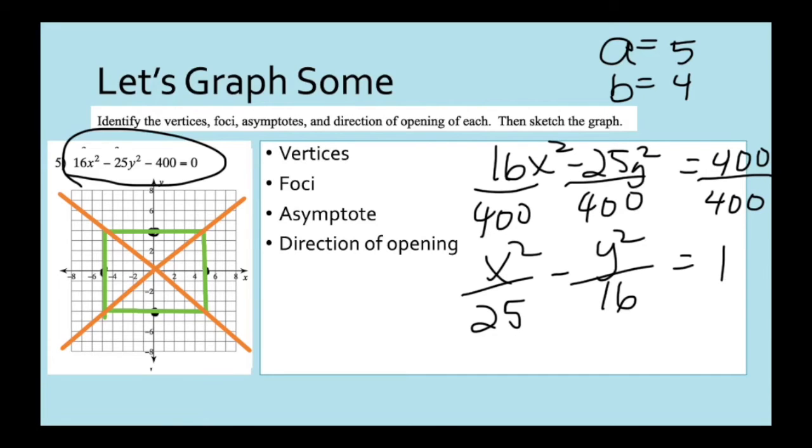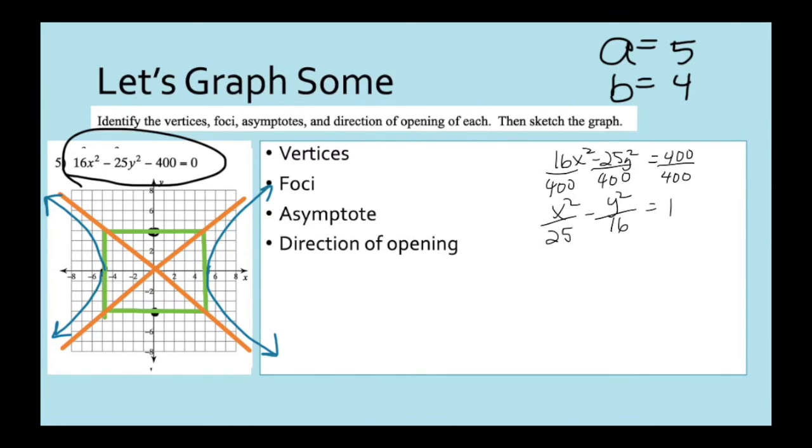So do we draw that up and down, or do we draw it left and right? Well, a is underneath the x, that means we draw it on the x-axis. So here is our hyperbola. So we can now put our direction of opening as being left-right.